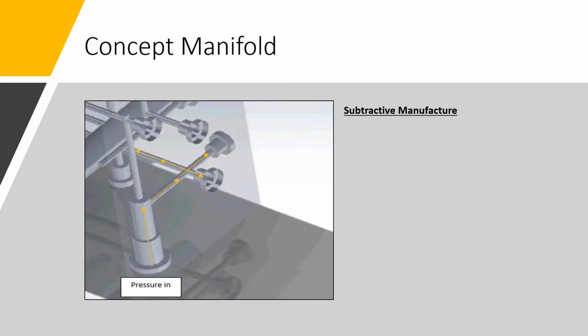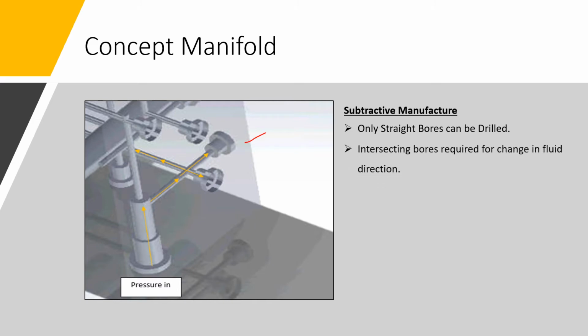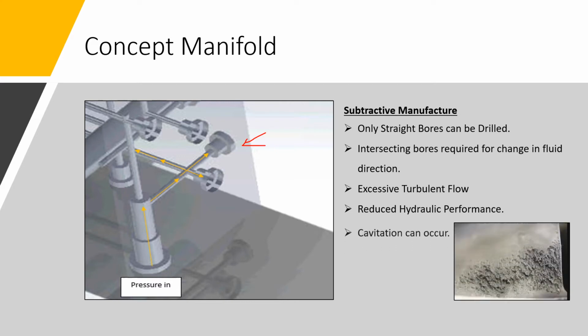Subtractive manufacture only allows for straight bores to be drilled. If the direction of flow is to be changed, an intersecting bore must be drilled and then capped off, as can be seen here. This in turn causes excessive turbulent flow, which reduces overall hydraulic performance of the manifold, and in the worst case scenario results in cavitation, resulting in reduced life cycle of the component.